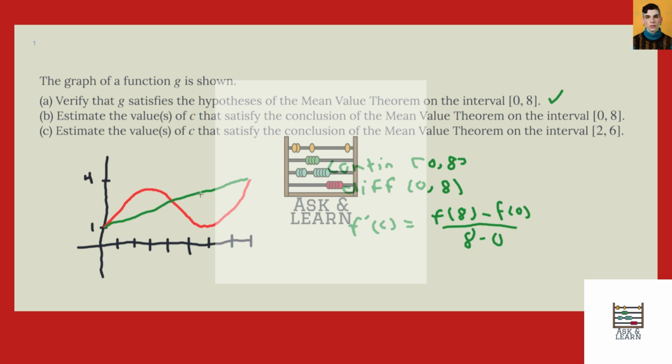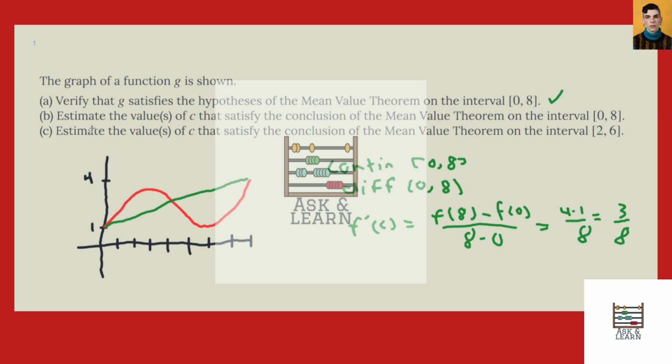Well, first we need to find the slope. What is the slope of this line? If we look at this value, f of 8 is 4 and f of 0 is 1. So it'll be 4 minus 1 over 8 minus 0, which is 8, and this becomes 3/8. So that is the slope of this line.